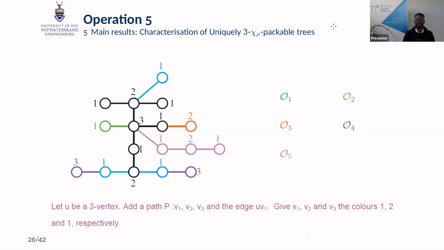Then the next one, now this one is a little bit longer. So I'm saying if you have a three vertex in your graph, go into the tree and look for the one that has a vertex with color three. I can add a path to it. If I can add that path, I can assign colors 1, 2, 1 to this part. Now let's pause a bit and check. I have the color three and I've attached 1, 2, 1 to it.